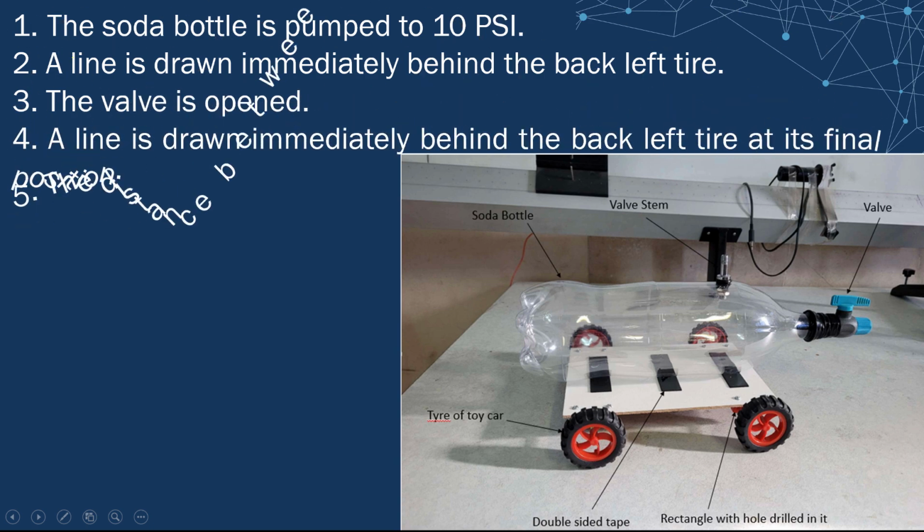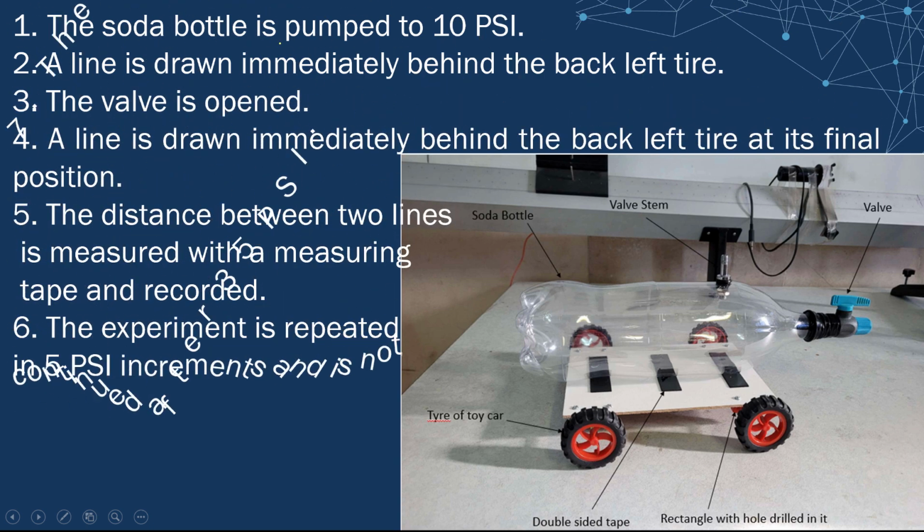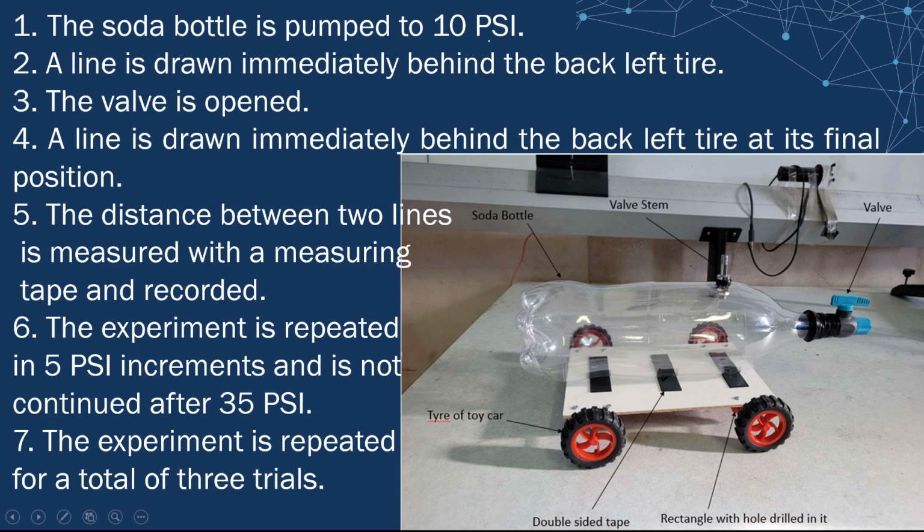Look at this. In detail, he explained everything. The soda bottle is pumped to 10 psi. This is the beginning of the experiment. A line is drawn immediately behind the back left tire. So he may have already drawn a line here and then measured the range according to this. It's the beginning point. The valve is opened, and then the car starts moving. A line is drawn immediately behind the back left tire at its final position.